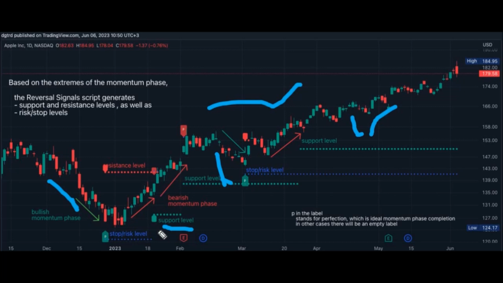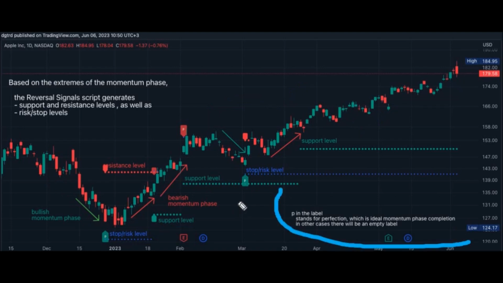Don't exactly place on that level over there. Okay, so guys, we will see a P level on your chart, or rather a P identification on your chart over here. So a P level, what you can see over here, stands for perfection, which is ideal momentum phase completion. In other cases, it shows you an empty label. Okay, so consider a P label where it stands for perfection.